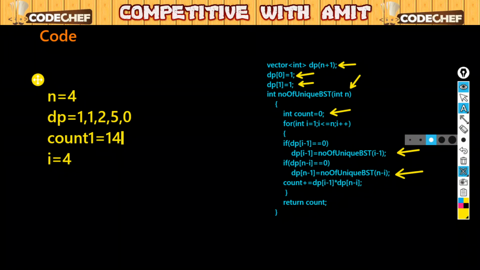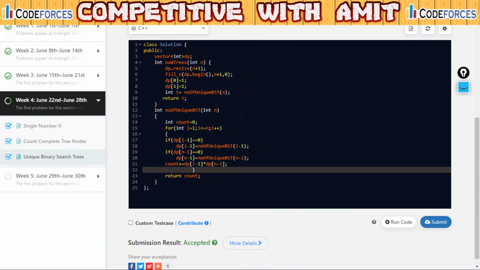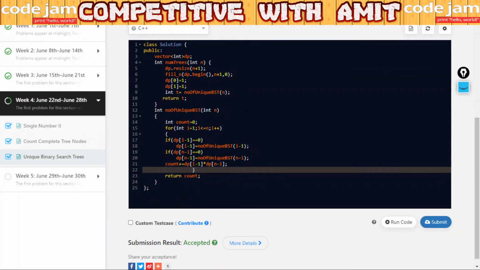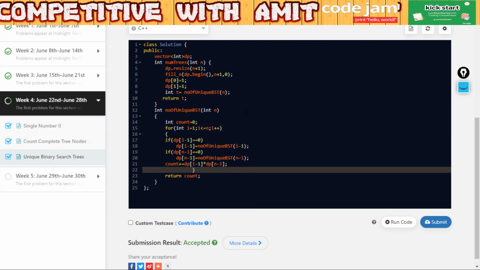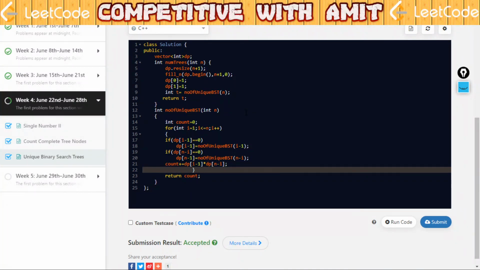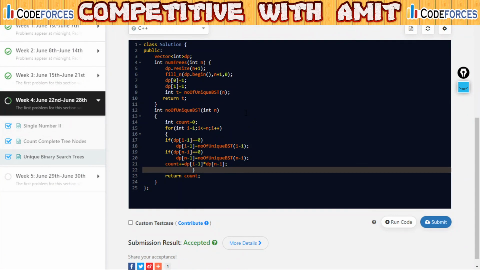So now if I submit the solution, I got the correct answer. The trickiest part in this question is to find out the sequence, which sequence we will get and how we will get the sequence, and what all values we have to multiply or add to find our solution.